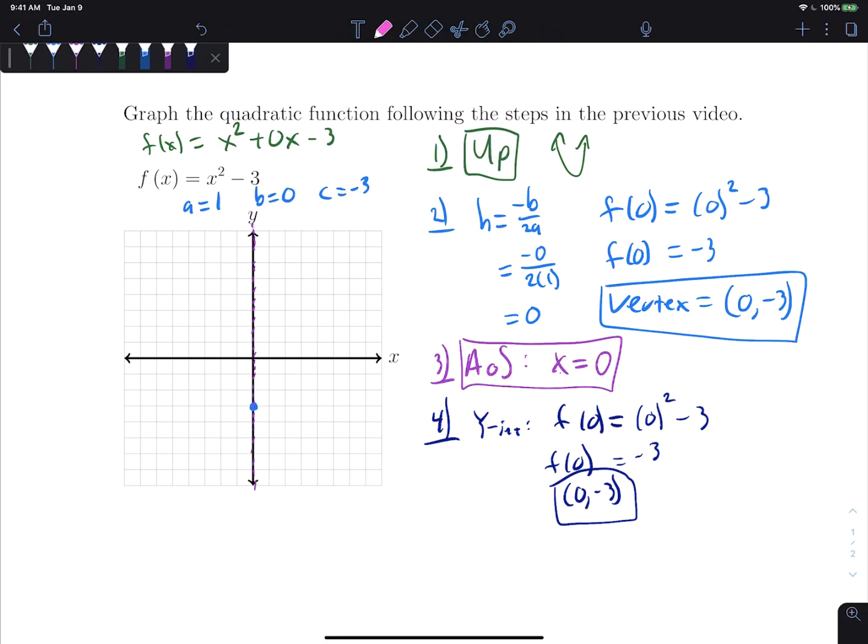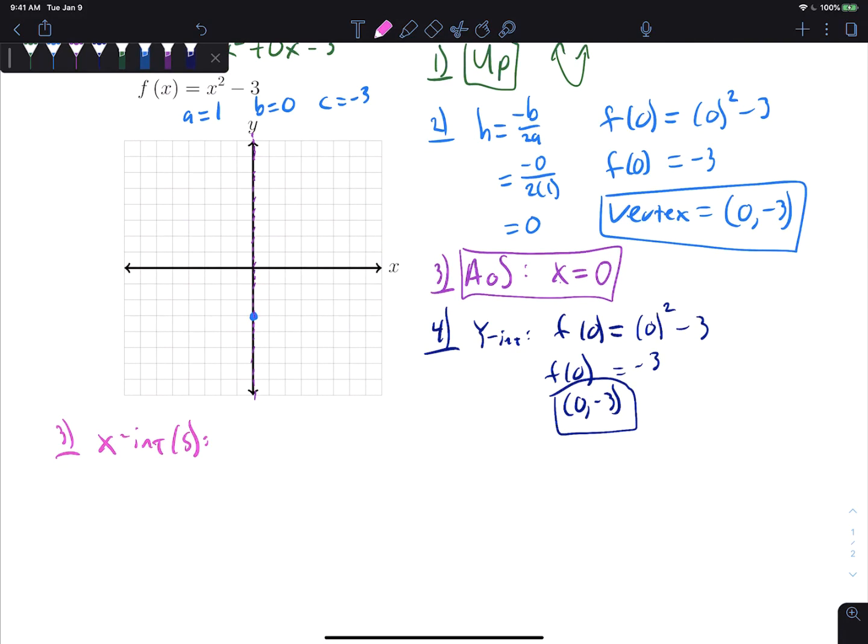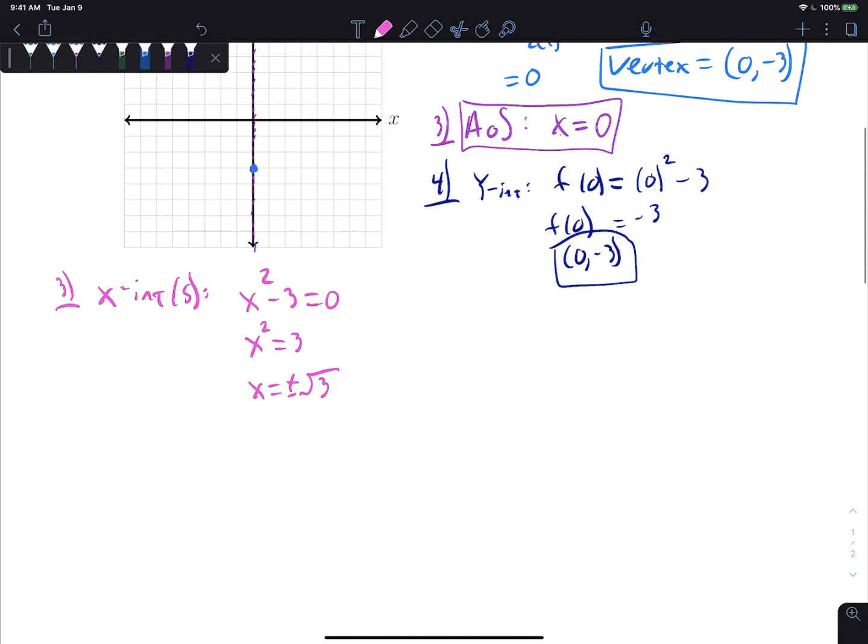The next thing I want to do is find the x-intercepts. To find the x-intercepts, there is going to be an x-intercept, so we're going to take the function and set it equal to 0. So I'm going to say x squared minus 3 is equal to 0. And then solve this. Add 3 to both sides means x squared equals 3. Square root property means x equals plus or minus the square root of 3. So your two x-intercepts are negative square root of 3, 0, and positive square root of 3, 0.